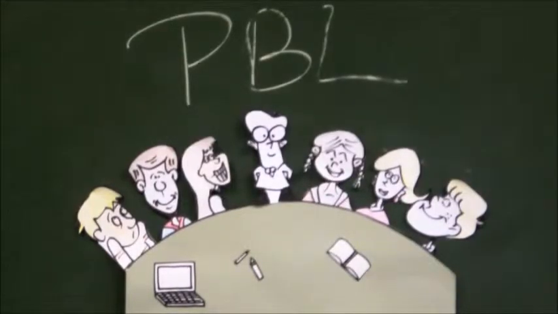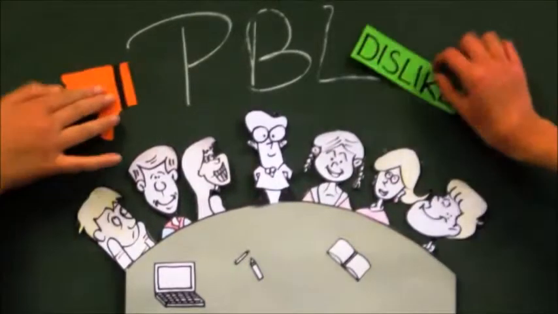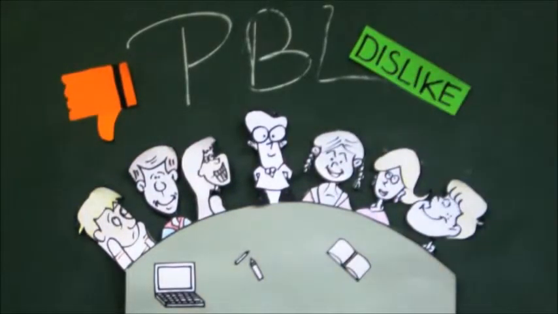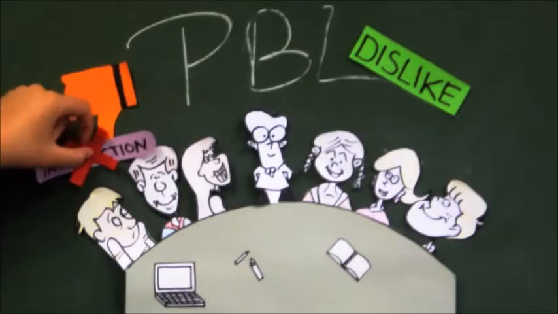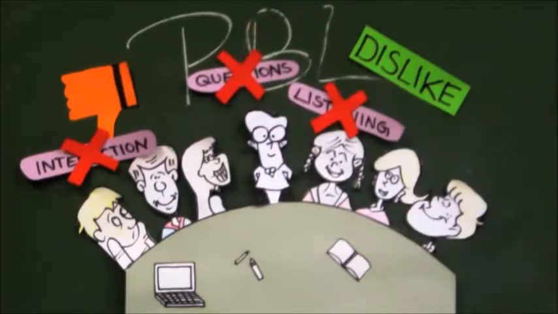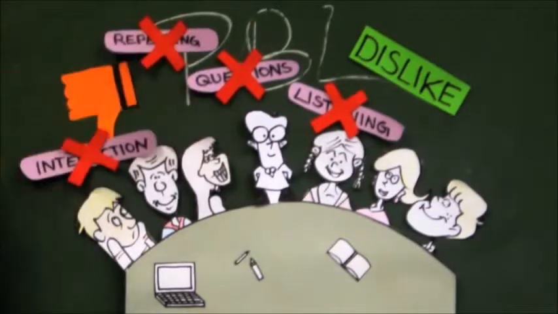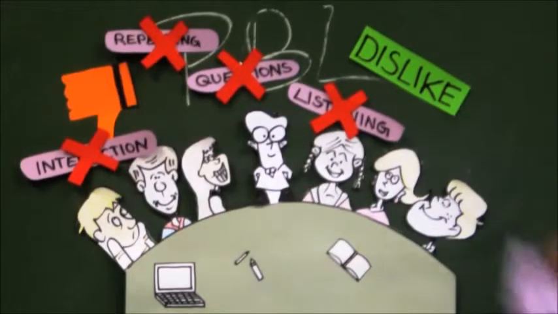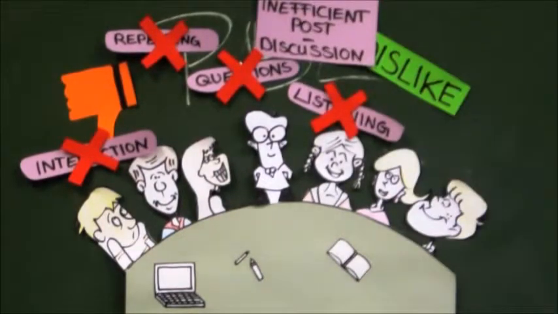As groups are not made out of machines, in practice, a few things can go wrong. There might be a lack of interaction if people are not listening to each other, holding back information, not asking questions, and repeating already said information. Sometimes the research of students is superficial, and that leads to an inefficient post-discussion.